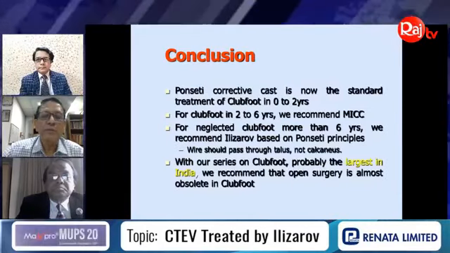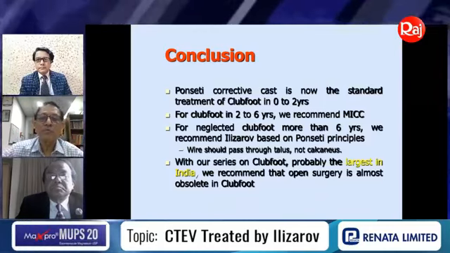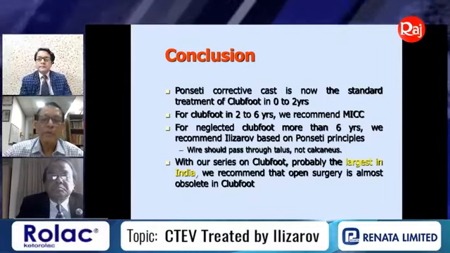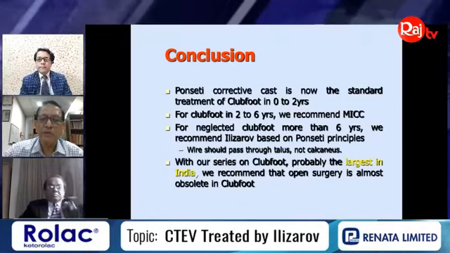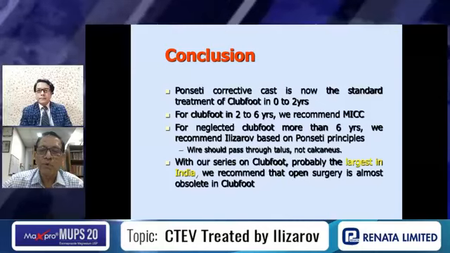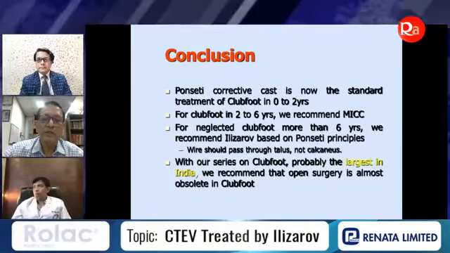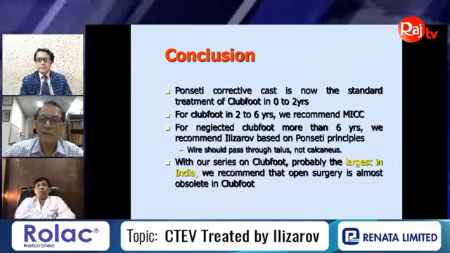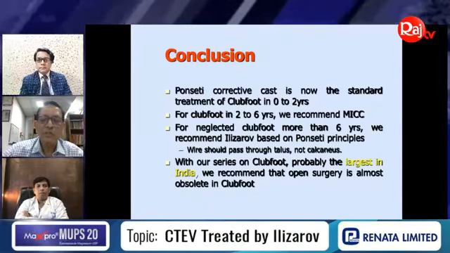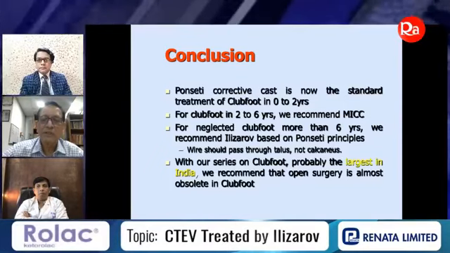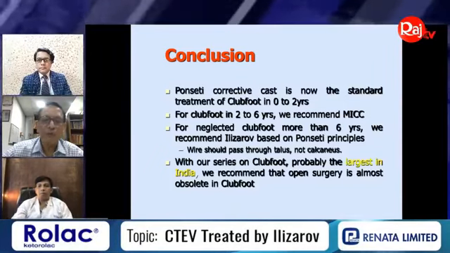So what is the conclusion? Ponseti corrective cast is now the standard treatment of clubfoot from 0 to 2 years. For clubfoot in 2 to 6 years, we recommend MICC. For neglected clubfoot more than 6 years, we recommend Ilizarov based on Ponseti principle. The wire should pass through the talus, not the calcaneus. With our series of clubfoot, probably the largest in India, we recommend that open surgery is almost obsolete in clubfoot.